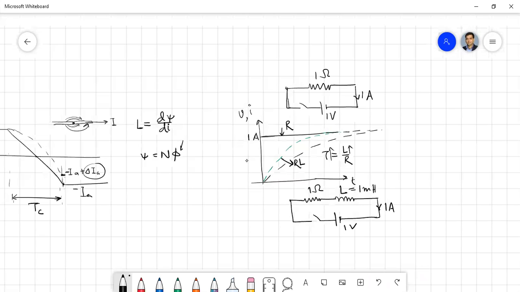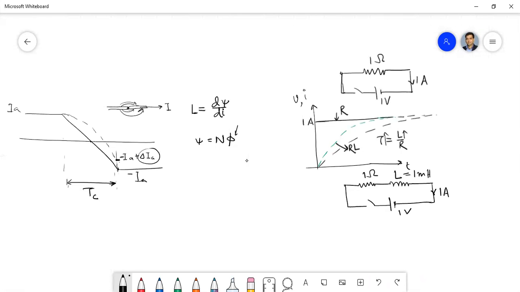So the coil itself has some inductance. How can inductance come in any coil? That is due to the number of turns and the length of the coil. Again, the length of the coil depends on the length of the armature. So that is another factor.